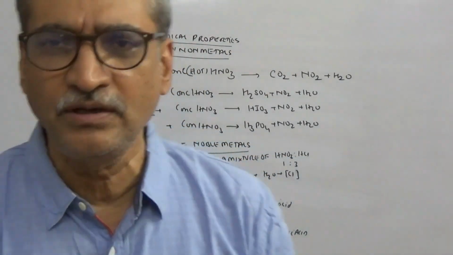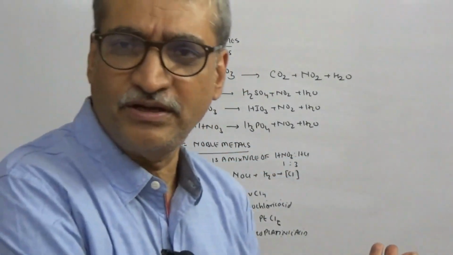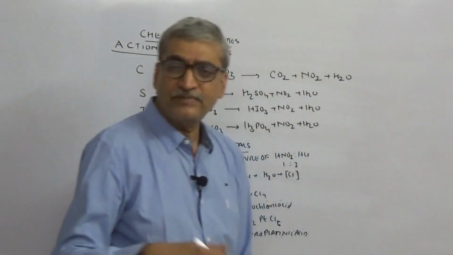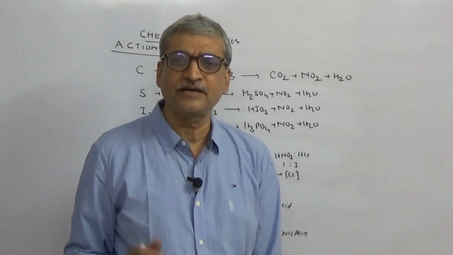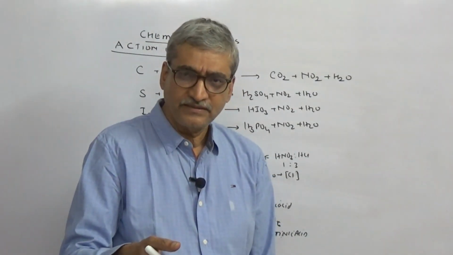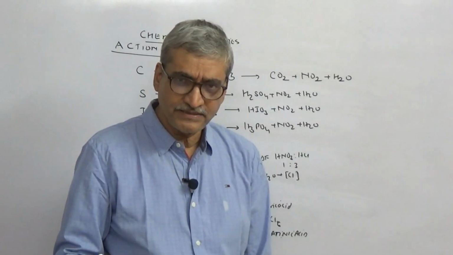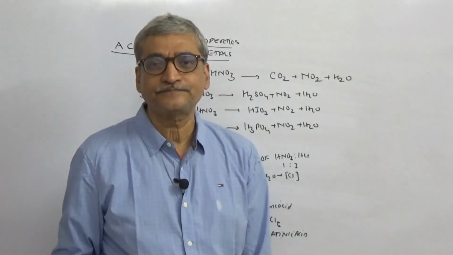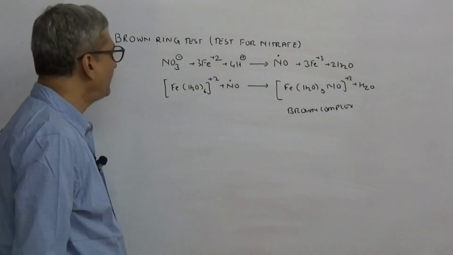So how do you recover the gold? Simple idea. If we dissolve gold, once it becomes chloroauric acid, simply by adding urea, you can regenerate the gold. So this is what the jewelers do. They dissolve it in aqua regia, remove the other impurities, and then they add urea and get the gold back. Next, the brown ring test.